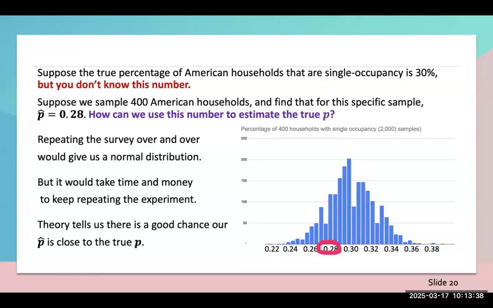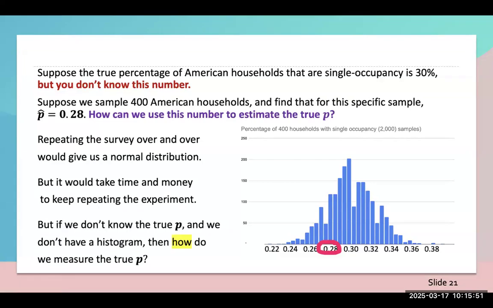But theory tells us that with this one sample, this p hat, we should be pretty close to the true p. In fact, there's a 68% chance we're within one standard deviation. There's a 95% chance that we're within two standard deviations of the mean. If we don't know the true p and we don't have a histogram to help us, how do we measure the true p?